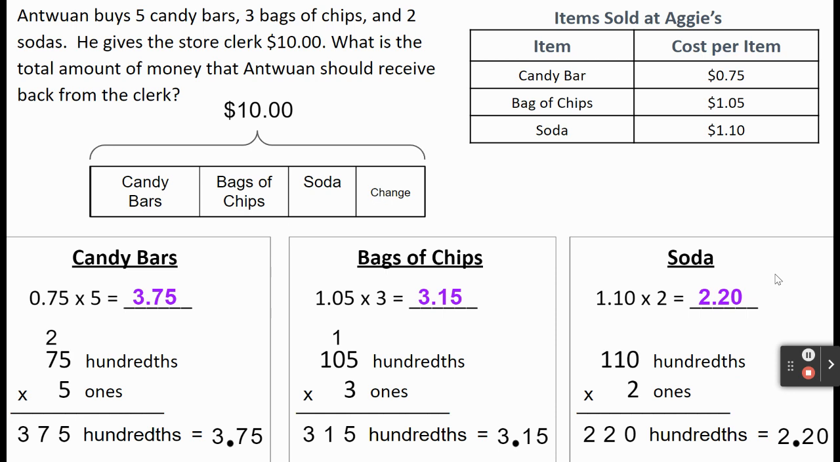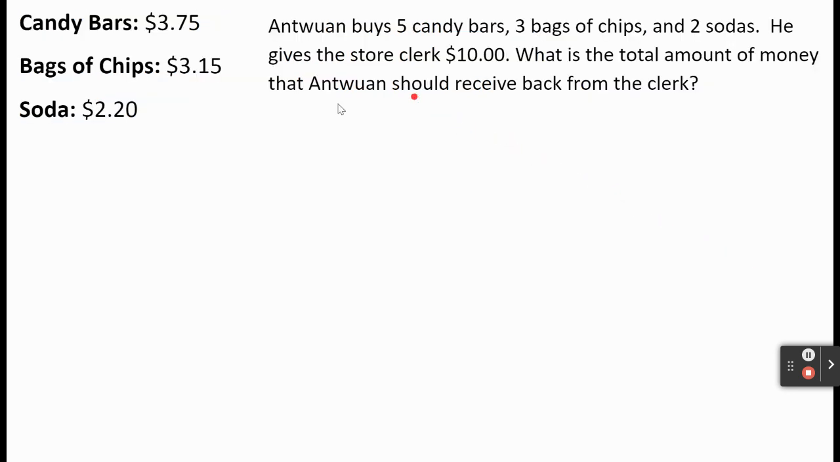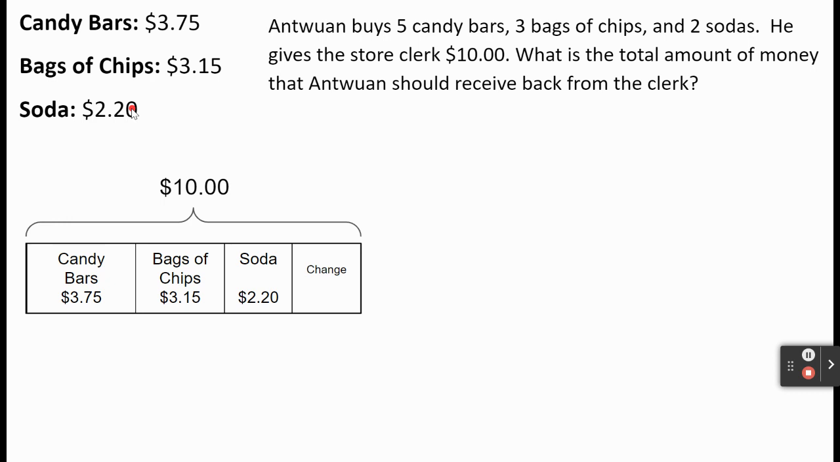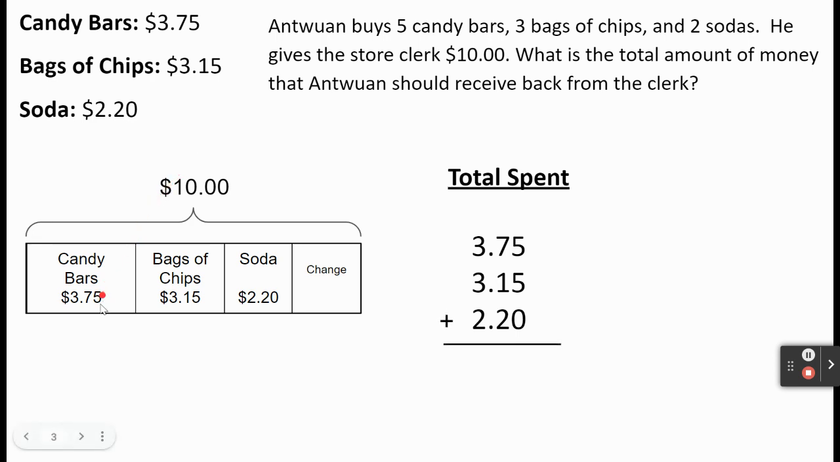We need to figure out what the total cost of the bill was by adding these all together. So here I just put the amount of money that he spent for each item up here, so we can refer back to it. Here we have our tape diagram. We know that he spent $3.75 on candy bars, $3.15 on chips, and $2.20 on sodas. We need to figure out how much change he'll get back when he gives the clerk $10. So let's find out the total amount he spent by adding up the cost of all these items. So we're going to add all of these costs together, and we got these numbers from our tape diagram.